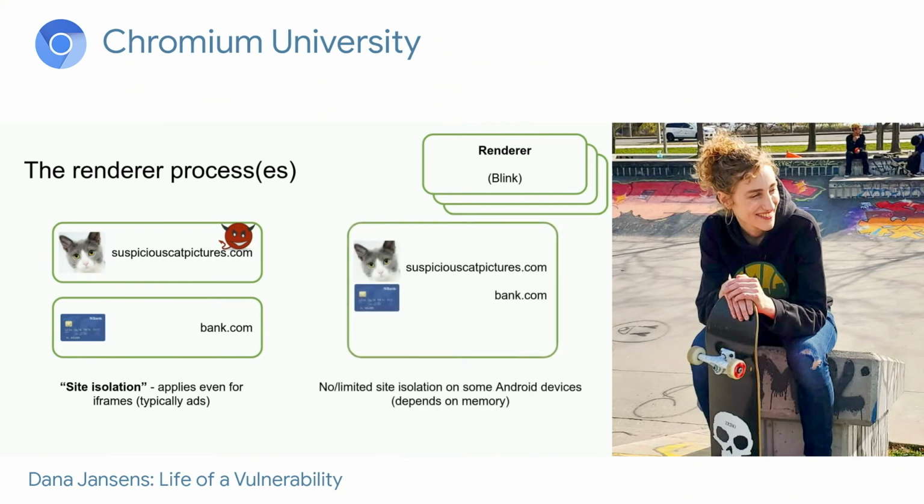On a low-end Android device, there simply isn't enough memory to create many separate renderer processes. So they may still be living together in one renderer process. And that won't change anytime soon, as it's a fundamental limitation of the device. So if you introduce a bug in the cat parser, that might allow bad actors to steal credit card details. Maybe suspiciouscatpictures.com embeds your bank in an iframe.